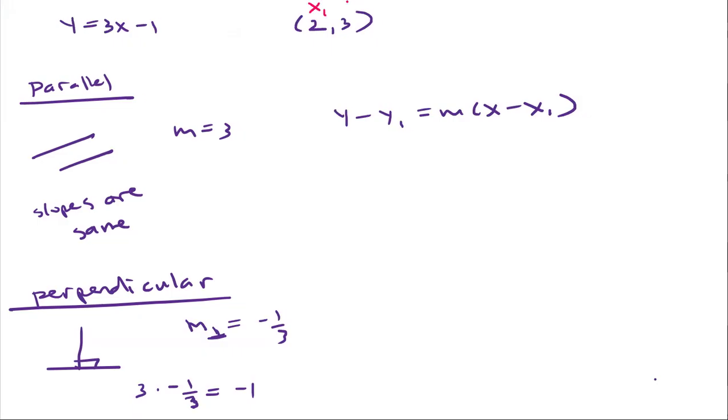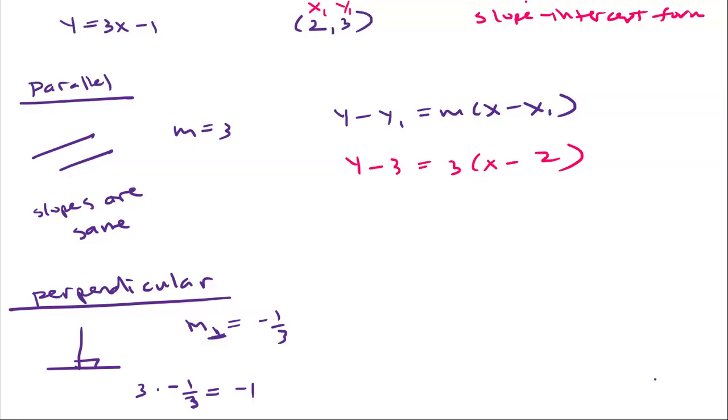All right, so this is my x1, y1. Plug it in. Y minus 3. My slope is 3. X minus 2. And then I just simplify because they want this answer in slope-intercept form. Okay, if it was point slope form, we're done. We don't have to do anything. Slope-intercept form, that's y equals mx plus b.